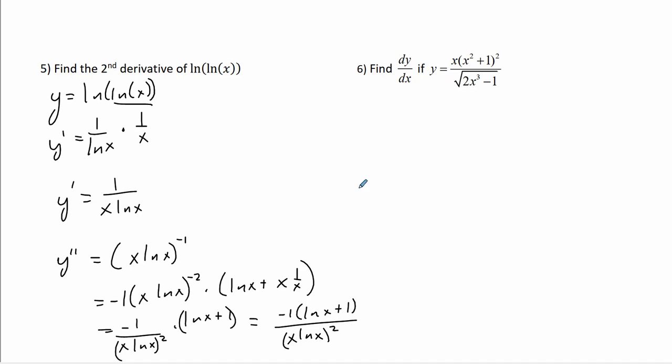Yeah, that's fine. You can leave the negative out. You can leave the negative in. That doesn't really matter, but there you go. All right, let's get into the last one here.